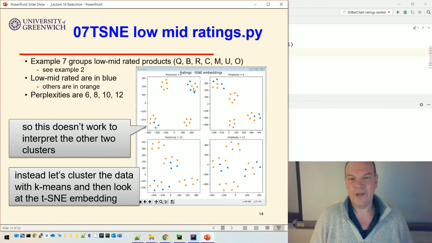So let's try using k-means clustering and then look at the tSNE embedding. I'm going to finish that video there, and then we're going to do this in a different way. That was a kind of manual clustering where we pick a manual cluster. Now in the next video we'll do k-means clustering and use tSNE.